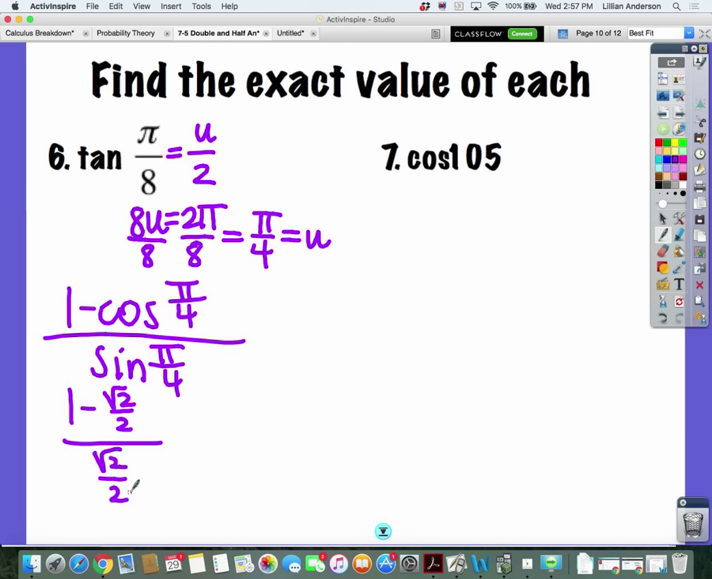No. Cannot leave it like this. It's algebra, and you have to simplify this. But you can't keep change flip just yet, because you have a 1 here. You have to make the numerator one fraction before you can keep change flip.